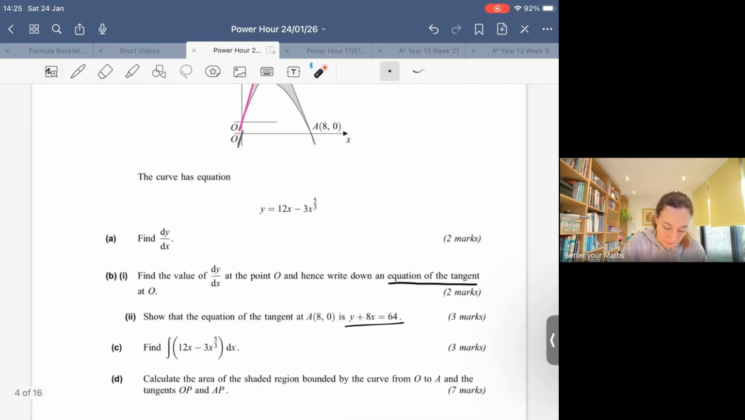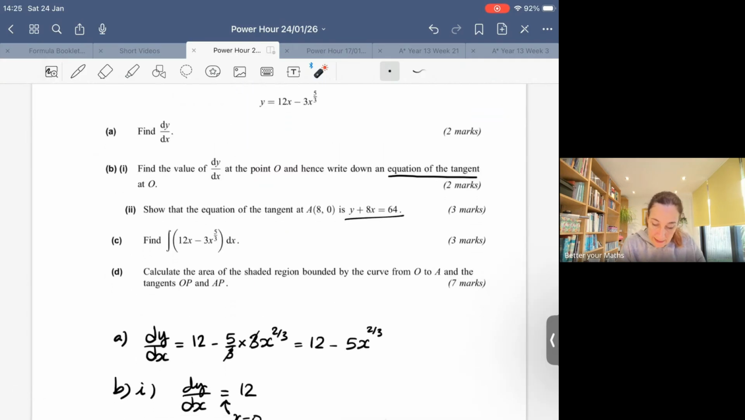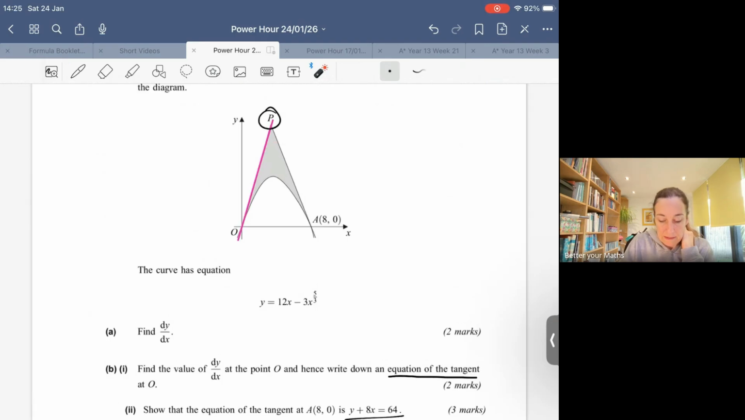Now, calculate the area of the shaded region bounded by the curve from O to A and the tangents OP and AP. So they are asking me this shaded area, and we are going to just use all the information that we have been doing. The question is super well prepared now to find that area. How am I going to find that area? Who can tell me? Sarah, tell me.